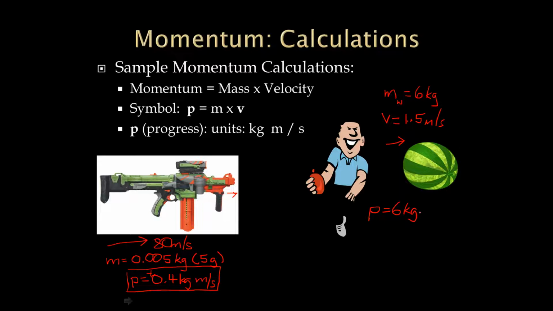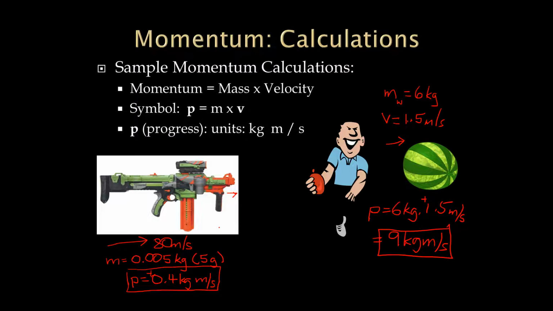6 kilograms times 1.5 meters per second. Well, again, note that as being a positive value. That's about 9 kilogram meters per second. So just looking at these two values, which would be the harder to stop? Looks like the watermelon would be harder to stop because it has a greater momentum.